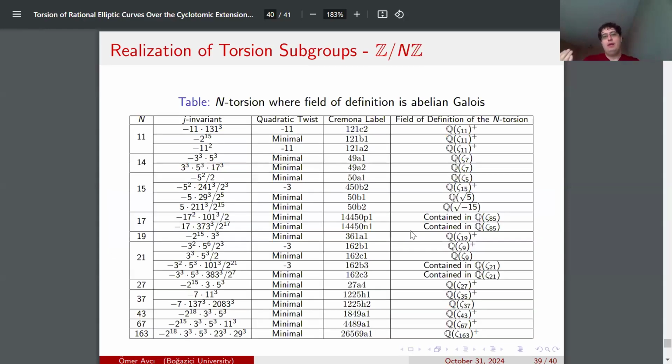So finally, we can give some examples where n torsion is realized. So for some n, again, we said that modular curves had finitely many points. So n torsion or n isogenies are also realized over finitely many elliptic curves. And here I present, if my elliptic curve has n torsion over some subfield of a cyclotomic field, then those are the examples.